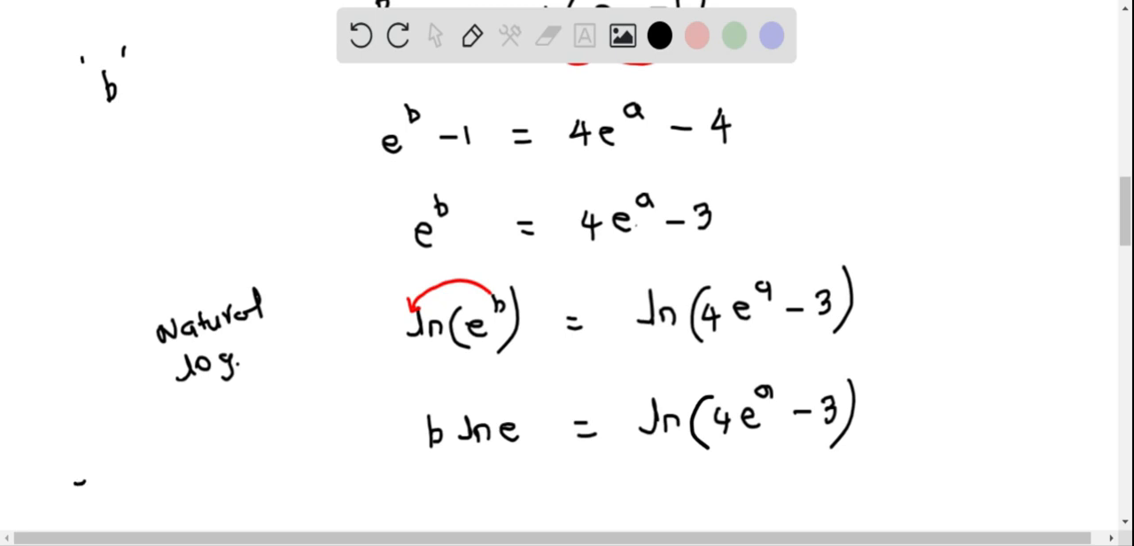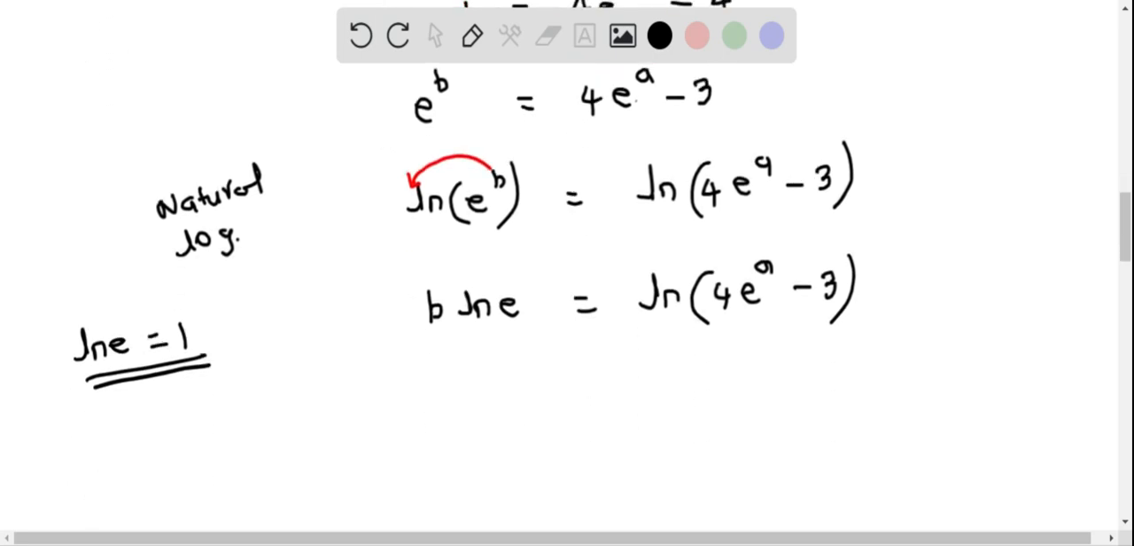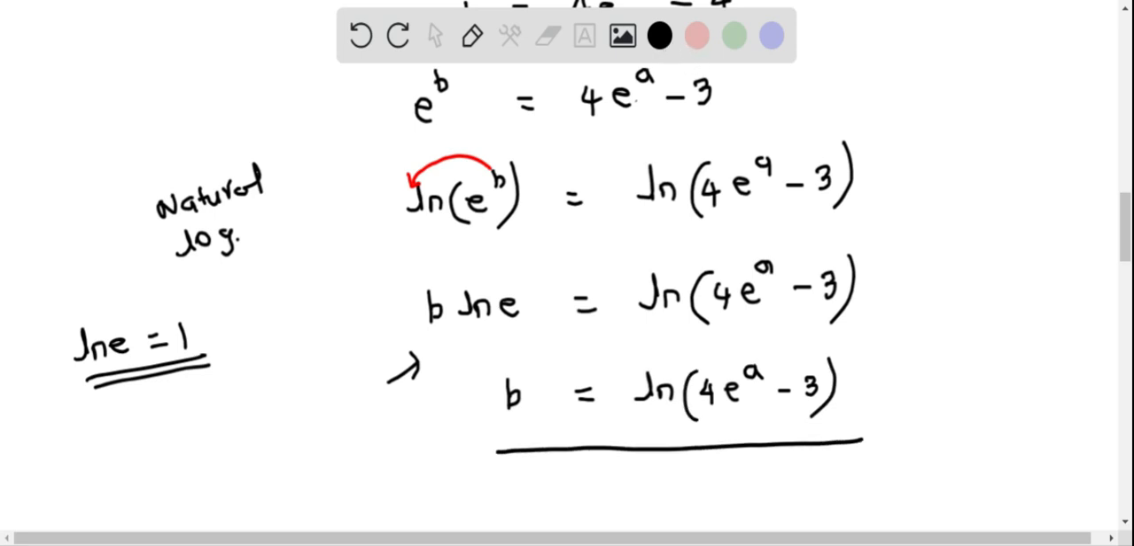Now we know the property of logarithms, that natural logarithm of e is equal to 1. So therefore this becomes b times 1, which is b. So we have only b on the left side. This is equal to natural logarithm of 4 e raised to the power of a minus 3. So we have written b in terms of a. This is the final required expression. We have written b as an expression involving only a on the right side.